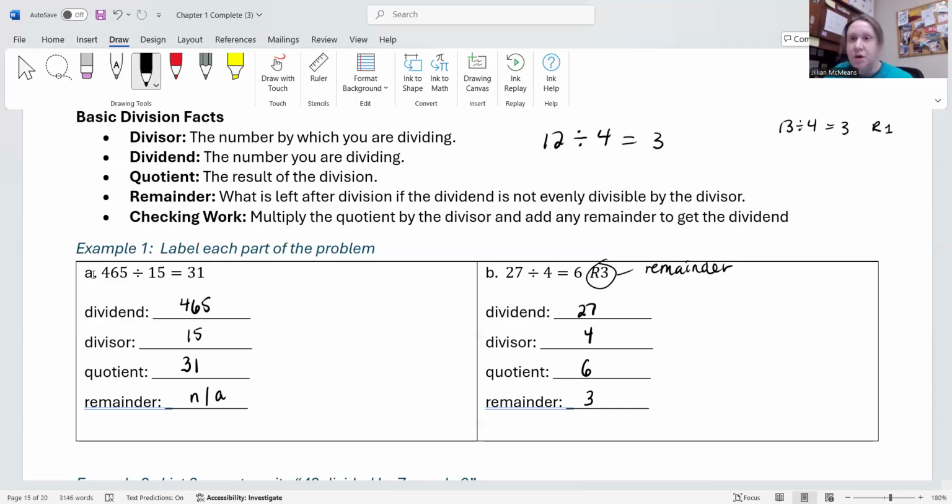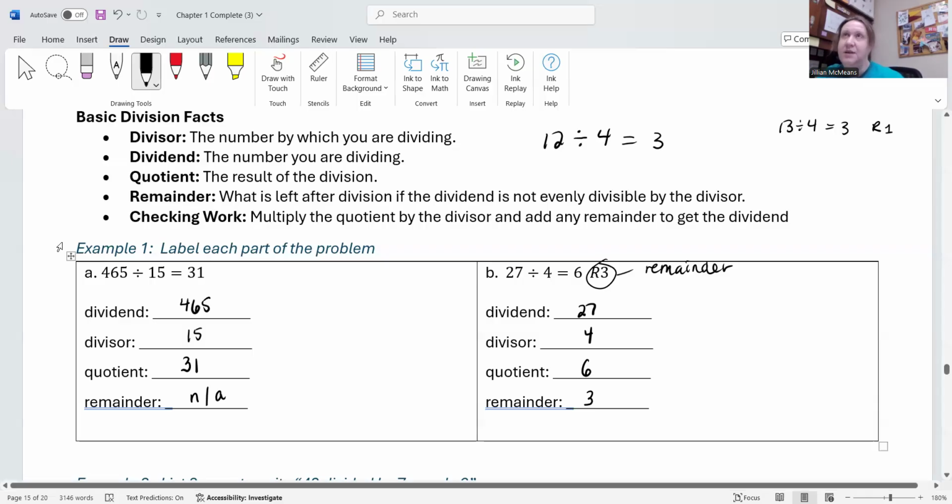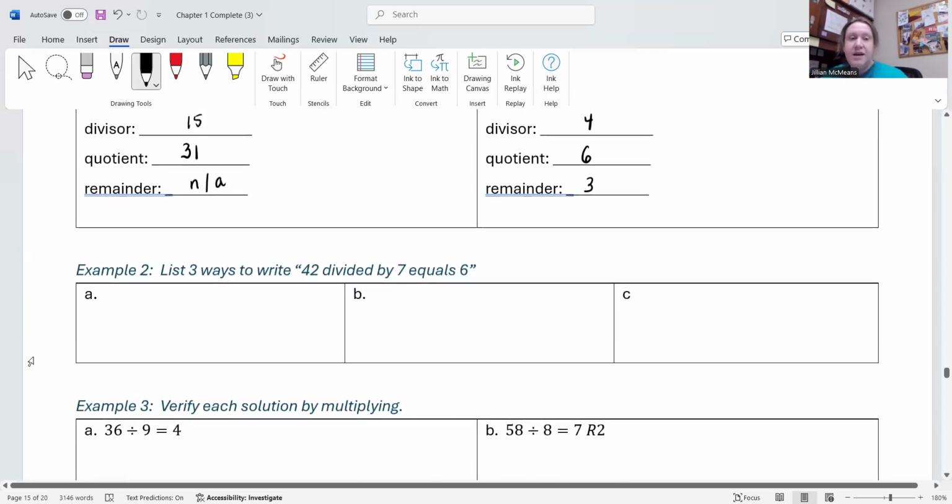Okay, so those are the parts to division. Make sure you understand the definitions, especially dividend and divisor. They're easy to get confused. All right, example 2 says list 3 ways to write 42 divided by 7 equals 6.